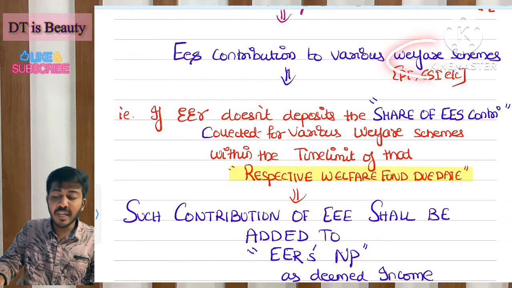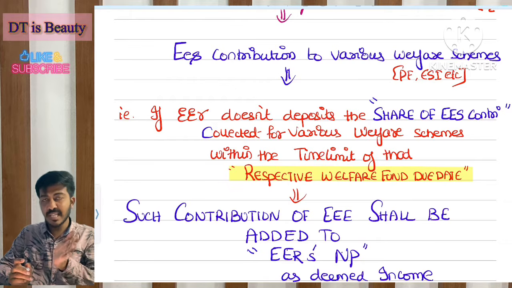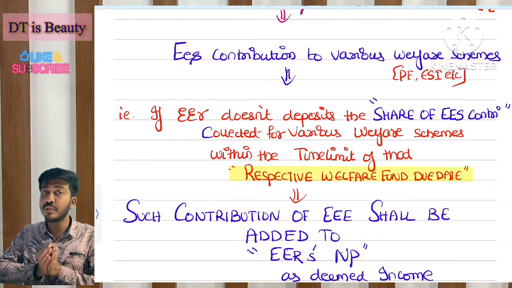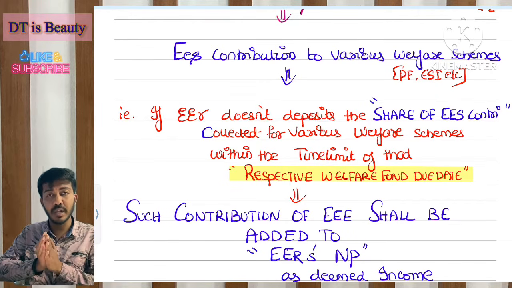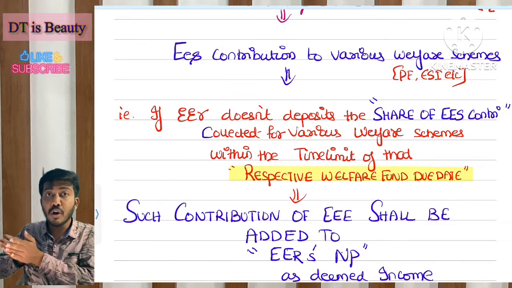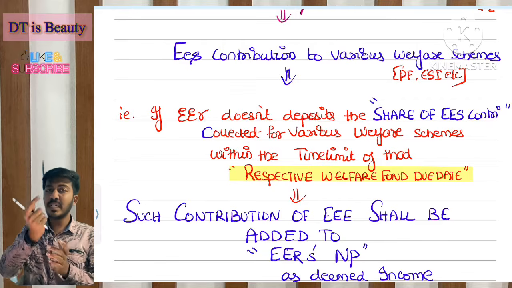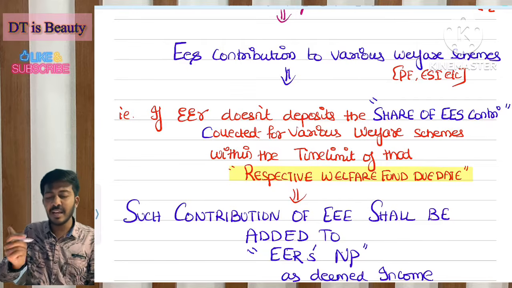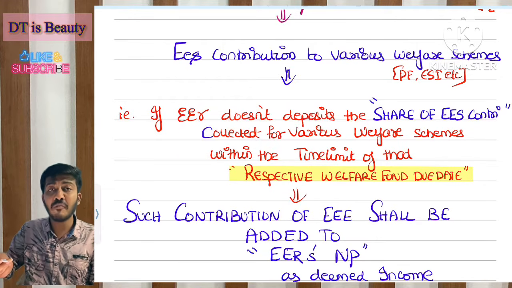If I collect PF, then go and check that respective PF due date. The PF Act says you should deposit his contribution within the next month's 15th. My own contribution I can deposit before the income tax due date, but his contribution I should deposit within the fund due date. If I deposit even one day late, the entire collection amount will be added as my net profit as a penalizing gesture.